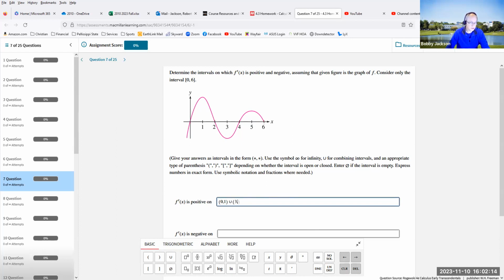I'm going to only use parentheses here, not brackets. We're talking about intervals where we're increasing, decreasing. So we're talking about a range of values. No need to include the endpoints in that.